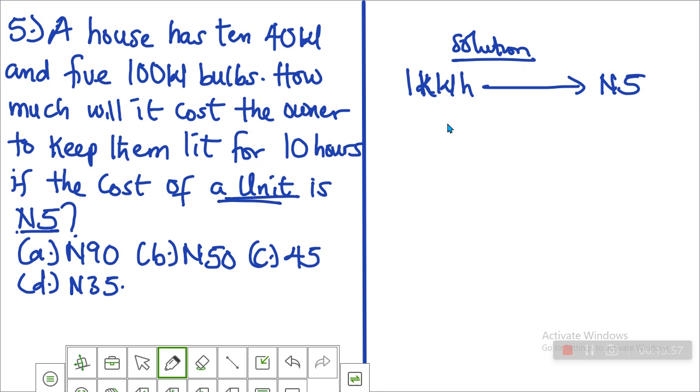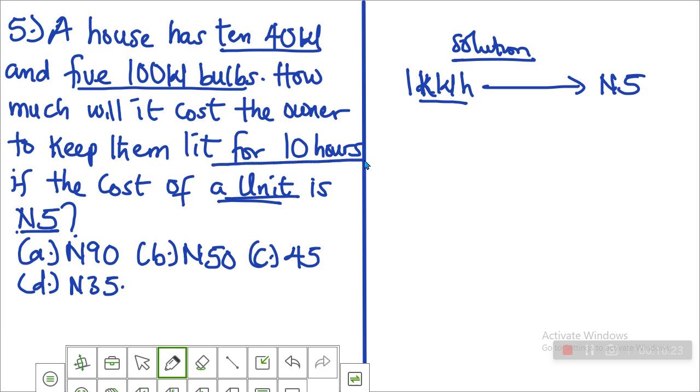Now they said a house has 10 bulbs of 40 watts and 5 of 100 watts, and 500 watts. So it means we are going to look for kilowatt hour. After we get kilowatt hour, we will multiply it by 5 naira. We will now look for the amount of money it will give us. So how do we get kilowatt hour? From these parameters they give us.